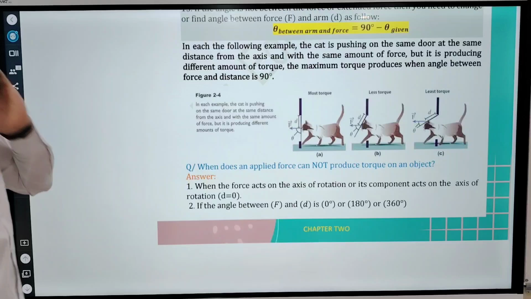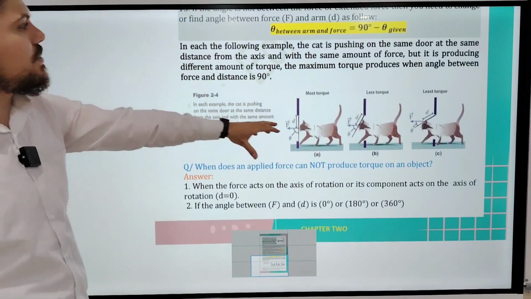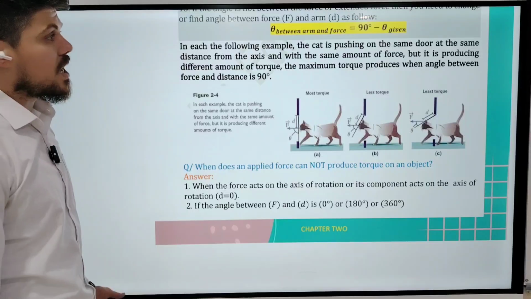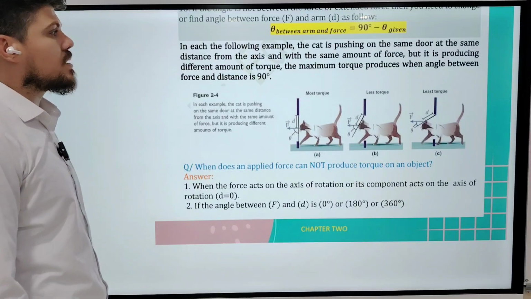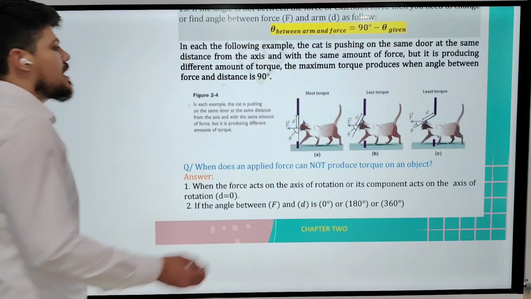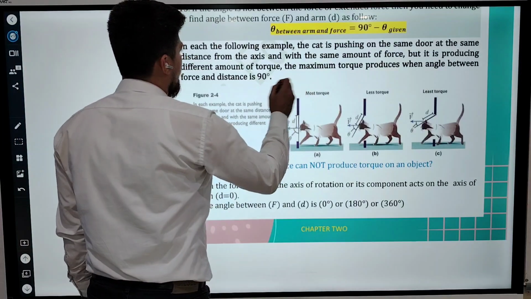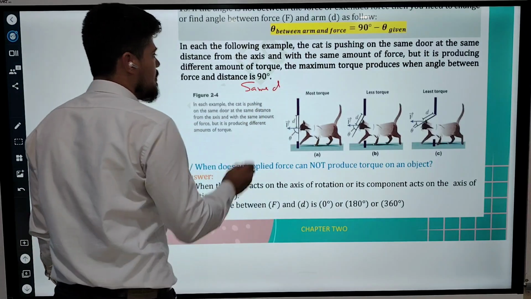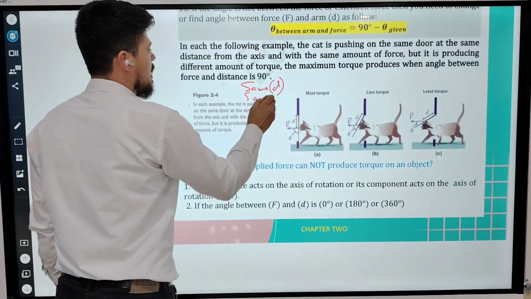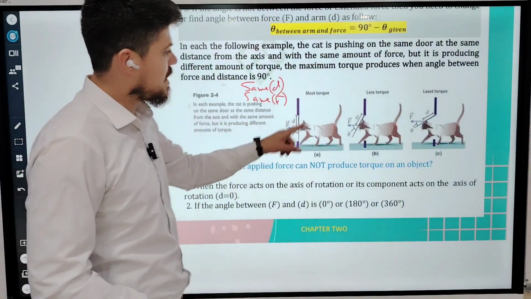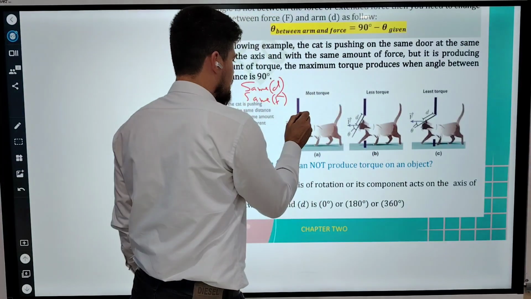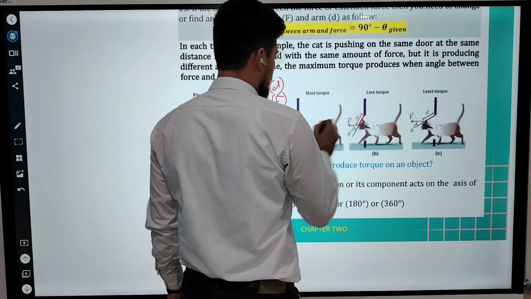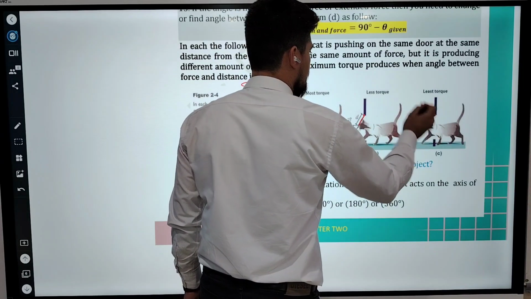Okay, so we have two cases about converting the angle to the angle between the force and the arm. So in each of the following examples, the cat is pushing on the same door at the same distance from the axis and with the same amount of force, but different what? Different angle. Same distance, same D, and same force. Look, this is the axis of rotation, the force. And also this is the axis of rotation, this is D, this is the axis of rotation, and this is D.